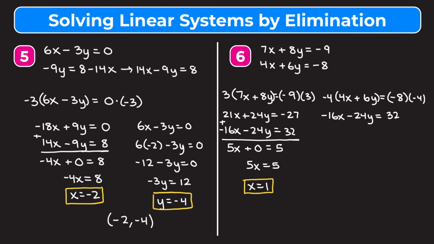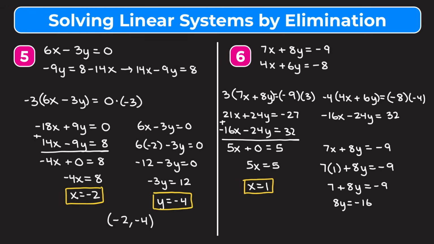And finally, last step, we're going to take our x value of 1, plug it into either equation, and solve for y. So I'll take our first equation, so 7x plus 8y equals negative 9. I want to replace x with the x value I found, so replace it with 1, and I'll use that to solve for y. So 7 times 1 is 7, so I have 7 plus 8y equals negative 9. I'm going to subtract 7 from both sides, and that'll leave me with 8y on the left. And on the right, negative 9 minus 7 is negative 16.